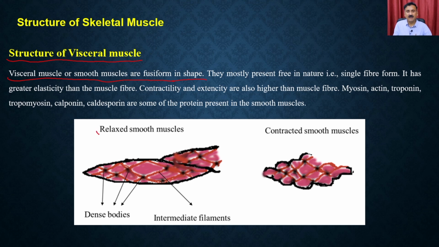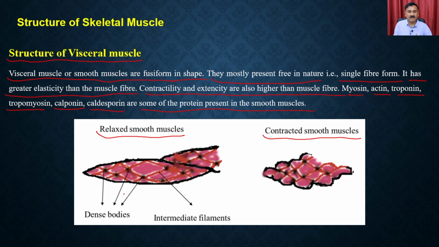These are the relaxed smooth muscles, whereas this is the contracted smooth muscle. They mostly occur free in nature, that is, in single fiber form, and they have greater elasticity than the skeletal muscle fiber. Contractibility and extendibility are also higher than in the muscle fibers. Myosin, actin, troponin, tropomyosin, calponin, and caldesmon are some of the proteins present in smooth muscle cells.